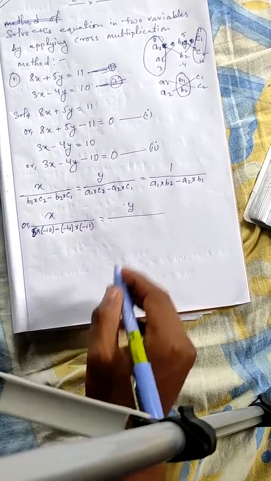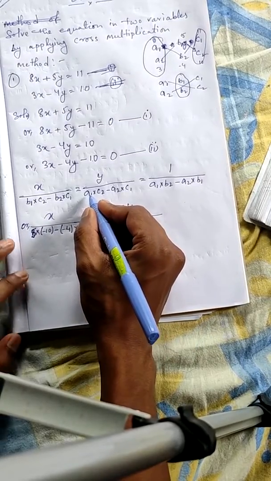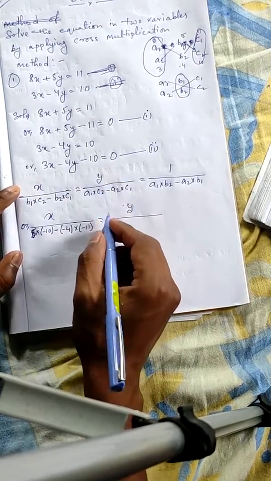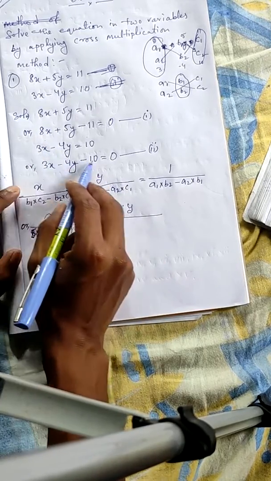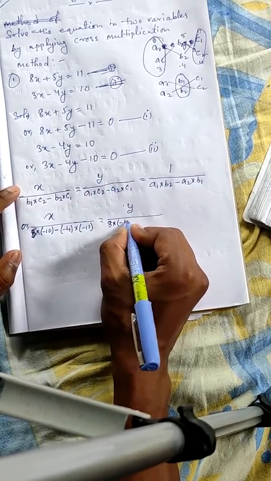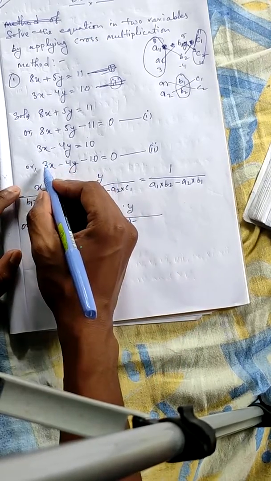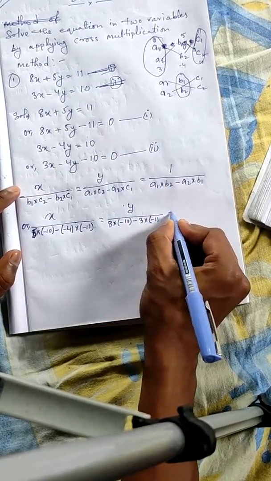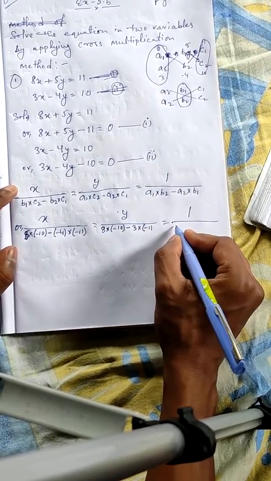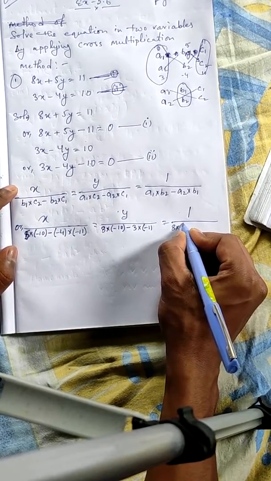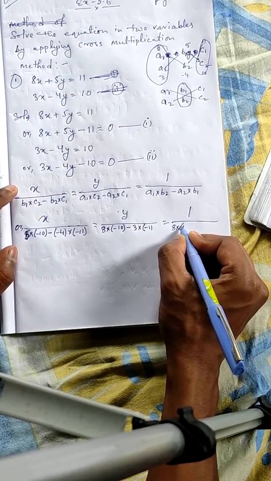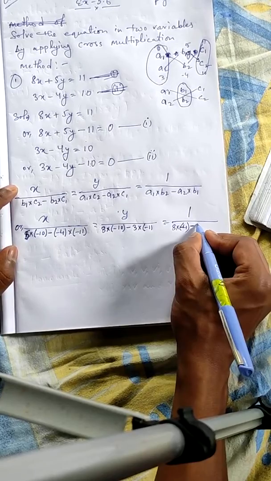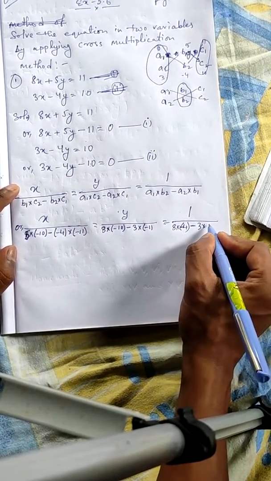Now similarly we have to put the values for y. So a1 is 8 multiply c2, which is minus 10, minus a2 is 3 into c1 which is minus 11, equals, now 1 by a1 is 8 into b2 which is minus 4, minus a2 is 3 into b1 is 5.